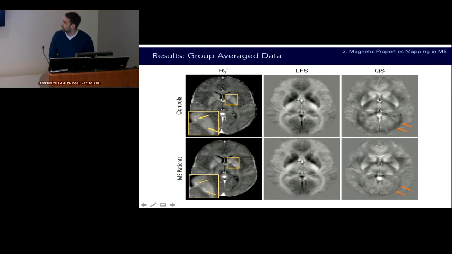The control values here are darker. In QSM, more myelinated fibers appear darker, so it produces a diamagnetic shift in the main magnetic field, so darker optic radiations means more myelination.